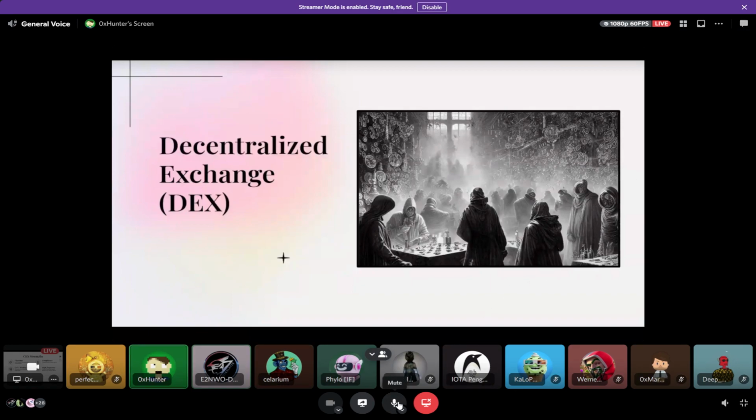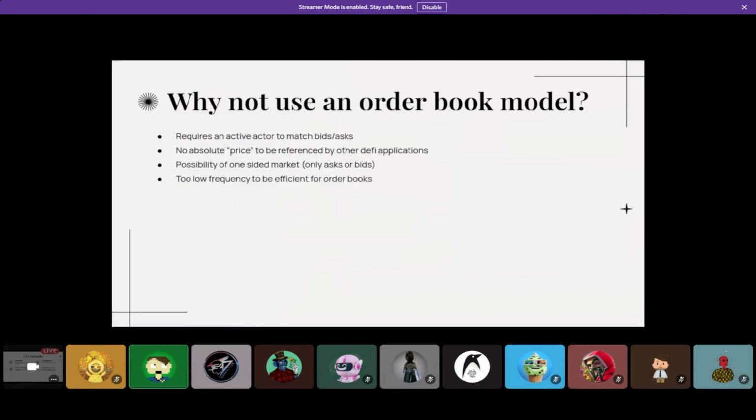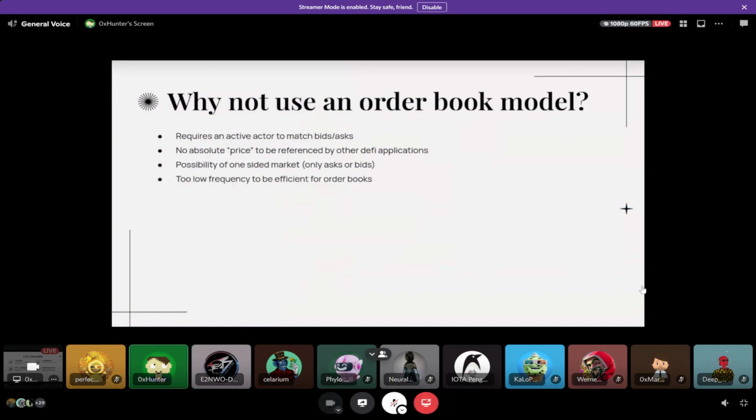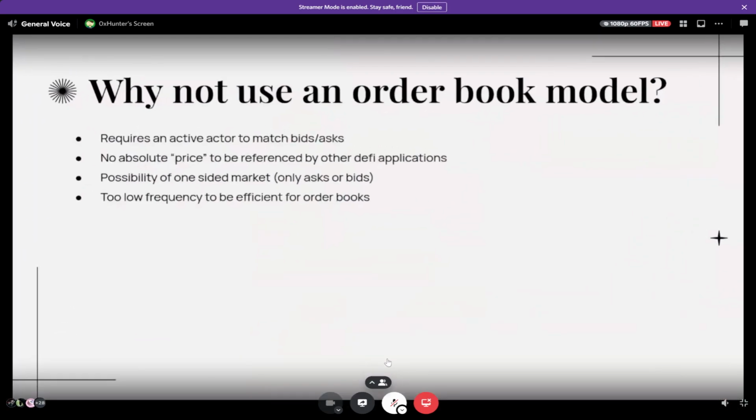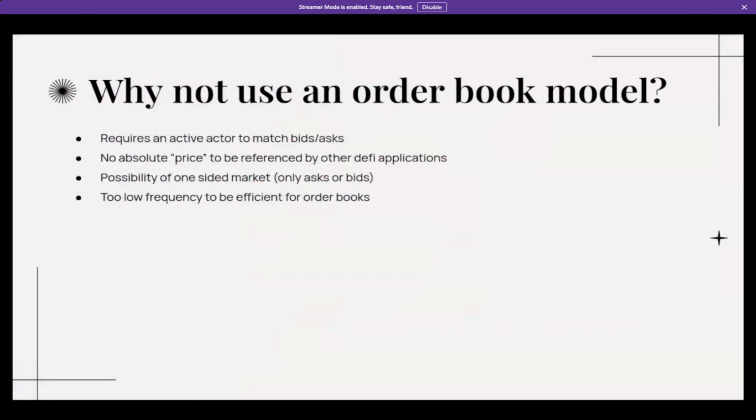I'll move on to the decentralized exchanges. So I think it was useful to talk about the centralized exchange order book model because it informs the design of decentralized exchanges, and it does so because it's not really possible to use order books on blockchains. And I'm going to explain a little bit of why that's the case. One of the main things is it requires an active actor to match those bids and asks that I talked about. And this is a nuanced fundamental design of a lot of blockchains, but DeFi was born on Ethereum. So I'm going to talk about Ethereum in this case.